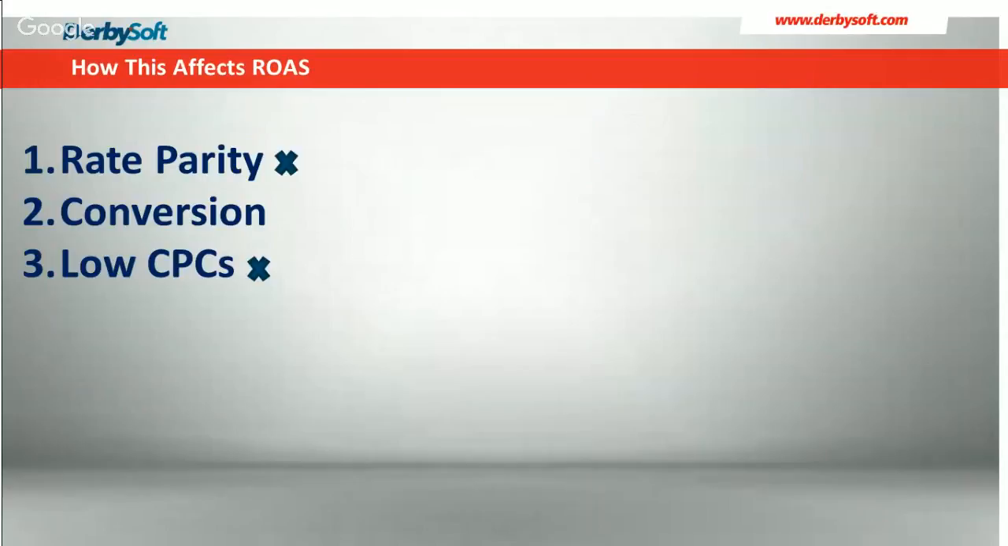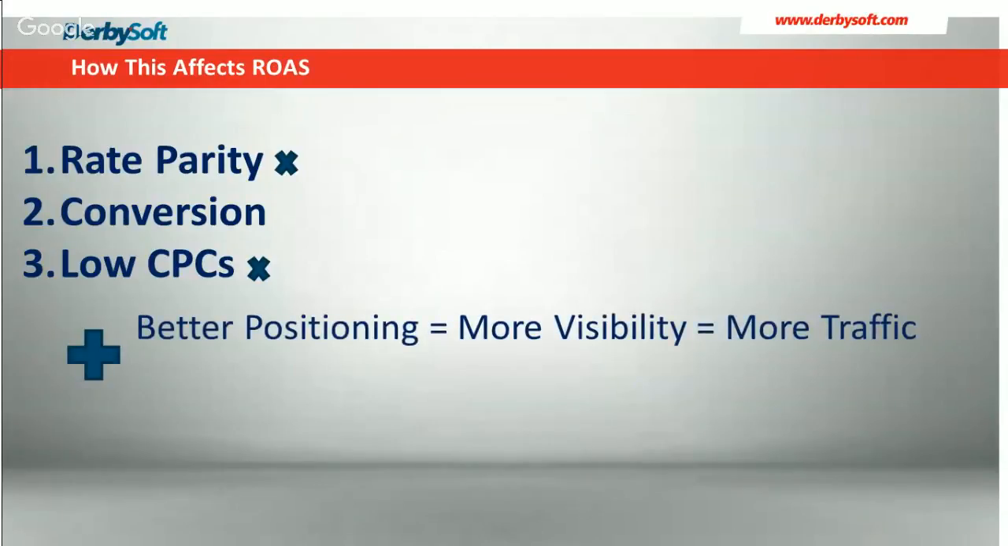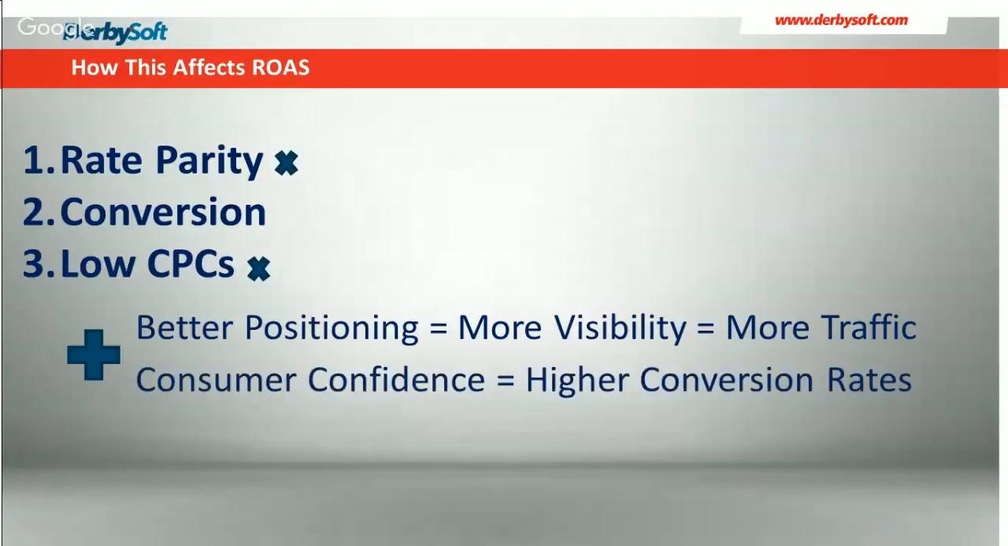But first, when we talk about numbers 1 and 3, rate parity and low CPCs, there's some added value to these. One of these being the fact that it gives you better positioning, equals more visibility, equals more traffic. So now you're getting more volume off of that. But the second part of this is now you're increasing that consumer confidence, which in turn equals higher conversion rates, and that means that we can check off number 2. But all of this started with rate parity. So we see how that trickles down and has that effect on all of the other facets that are necessary to drive a successful Metasearch campaign.